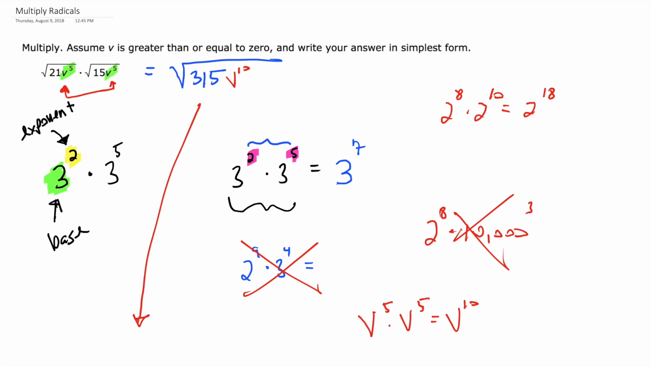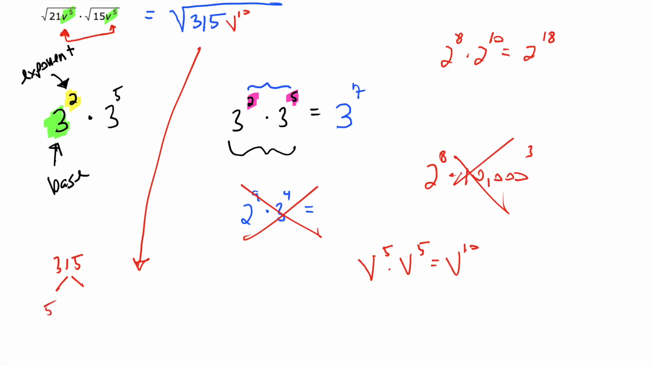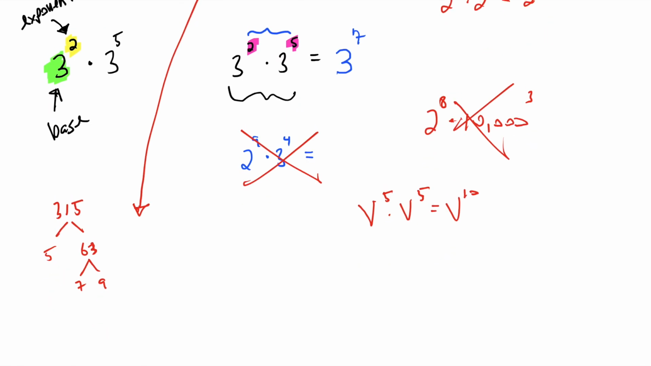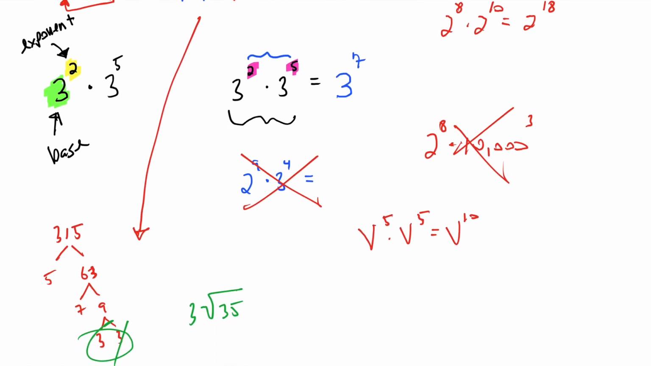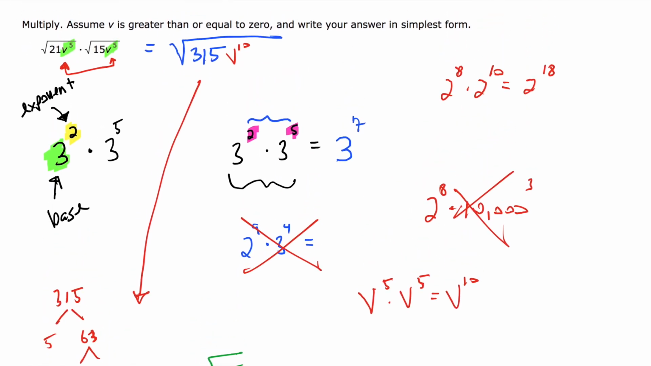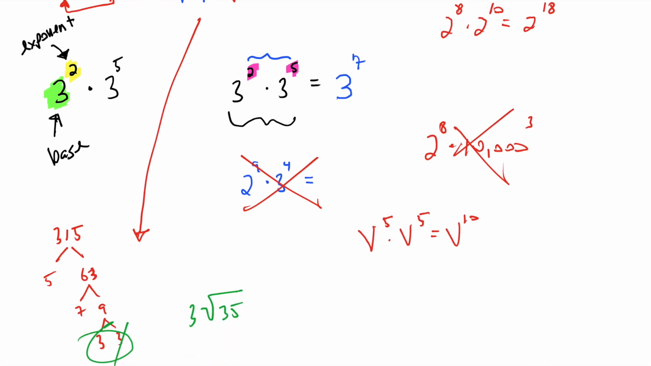Yeah, break down 315. So what goes into 315 for sure? Okay, 5 and 63. And then what do we do with the 63? Okay, 7 and 9. And chop the 9, right? Okay. And then what do you get? Perfect. And then the final answer would be 3 root 35. Oh, actually, it's not the final answer. v to the 10th. Okay.